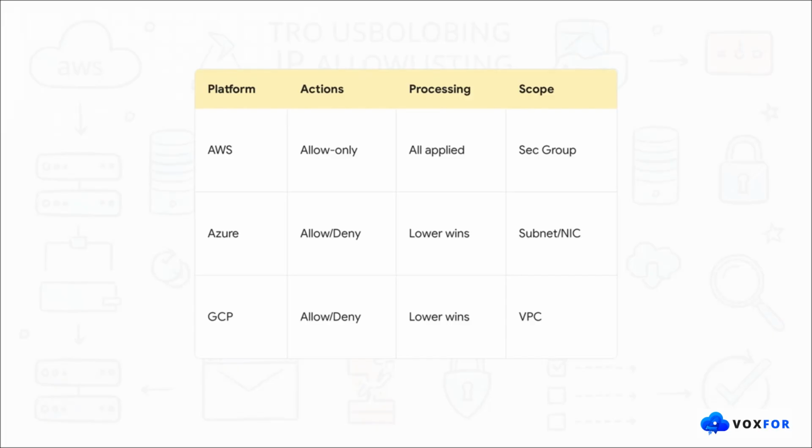I love looking at this side by side because it perfectly sums up the unique traits of each platform. AWS is kind of the outlier, with its allow-only model scoped to the security group. Azure and GCP, they both utilize allow and deny rules based on that lower number wins priority system, but they totally diverge on scope. Azure targets subnets and NICs, while GCP targets the entire VPC. Honestly, understanding how rule evaluation differs depending on where your workload lives is half the battle won.